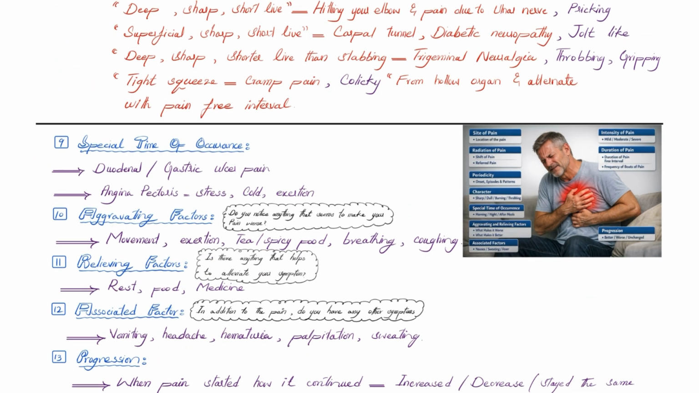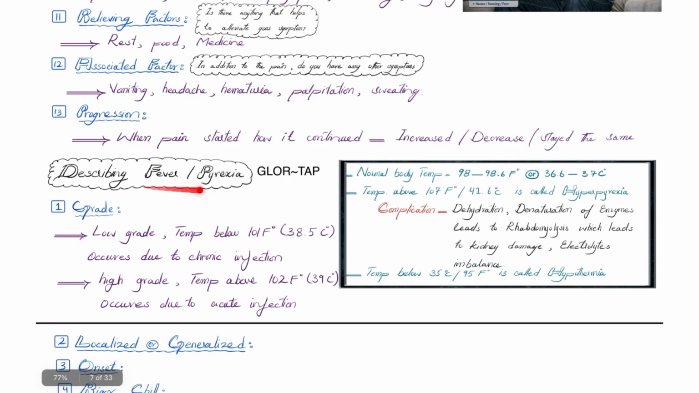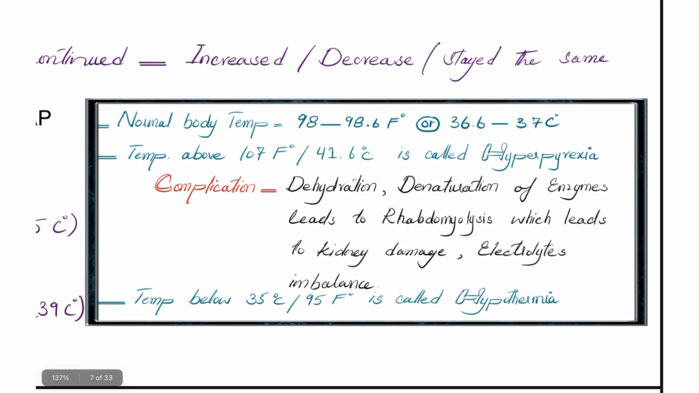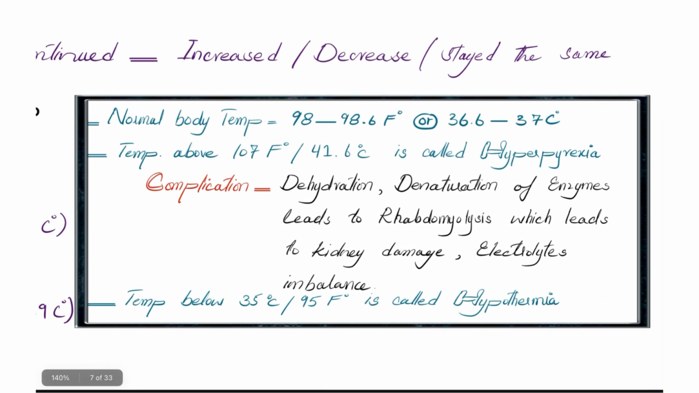Then let's now describe fever. In medical terms, we call it pyrexia. And you can remember the points with the GLORTAP. Before discussing fever or pyrexia, let's know some basic things like normal body temperature is from 98 to 98.6 Fahrenheit or 36.6 to 37 centigrade.